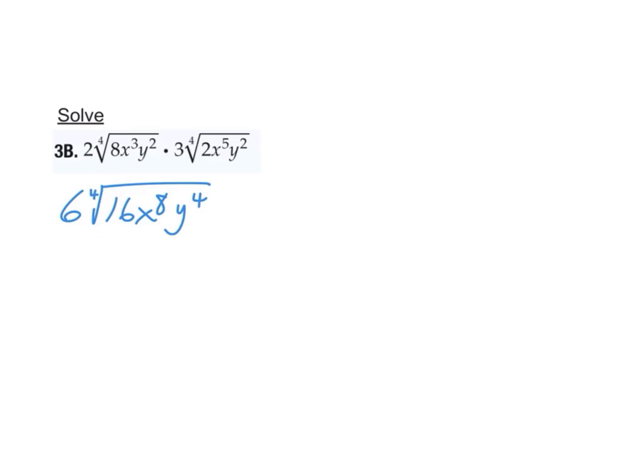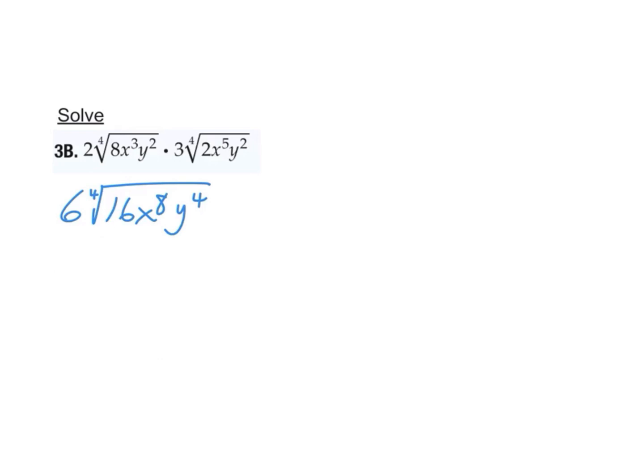So on the outside I have a 6. On the inside, okay, I've got a 16, 8 times 2, x to the third times x to the fifth is x to the eighth, y squared times y squared is y to the fourth. Now, this worked out fairly nicely. The issue that I think we generally have is with the 16. Okay, it is the fourth root, it is not the square root.